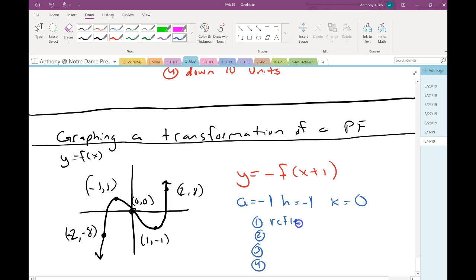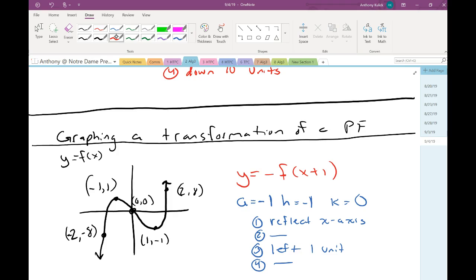So because the A value is negative, we get a reflection. Since the absolute value of A is 1, though, there's no stretch or shrink. Since the H value is not 0, we do have a translation, and because that H is less than 0, it's going to go left 1 unit. And then the K is 0, so nothing happens there. Everybody okay with that idea so far?